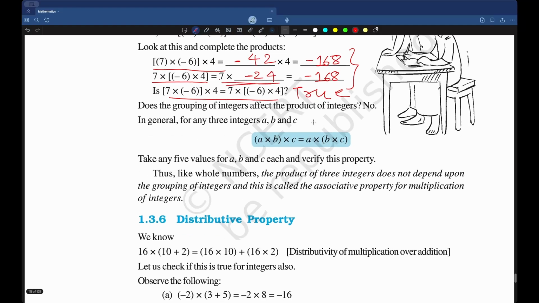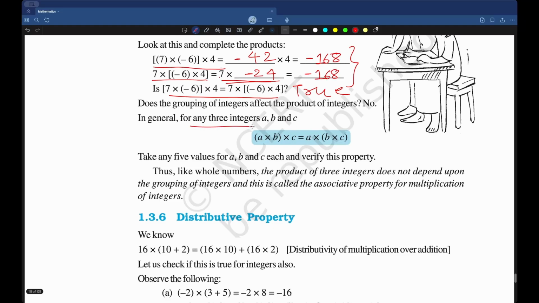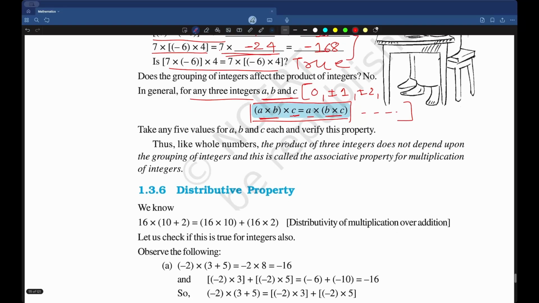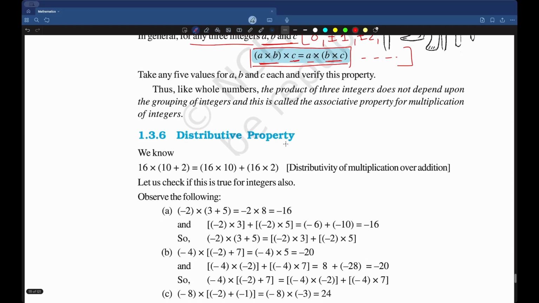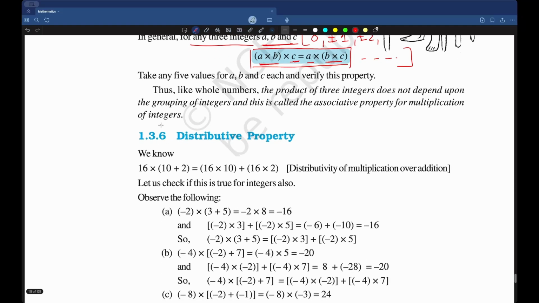And in general, we can say that for any three integers a, b, and c, that is, we can select a, b, and c from 0, plus or minus 1, plus or minus 2, and so on, the associative property, that is (a into b) into c equals a into (b into c), will be true for every integer a, b, and c.